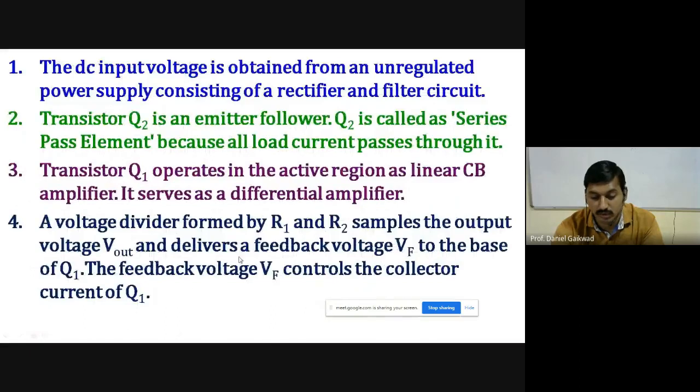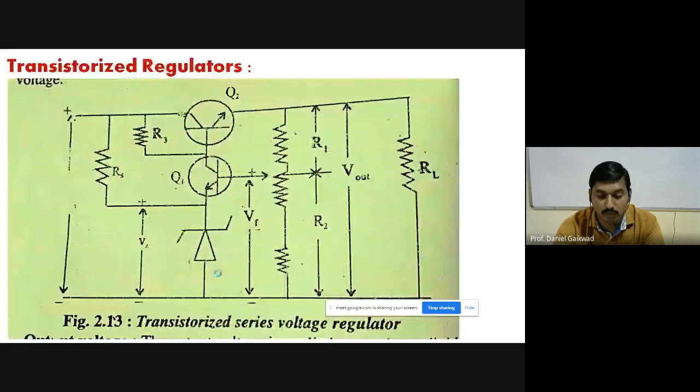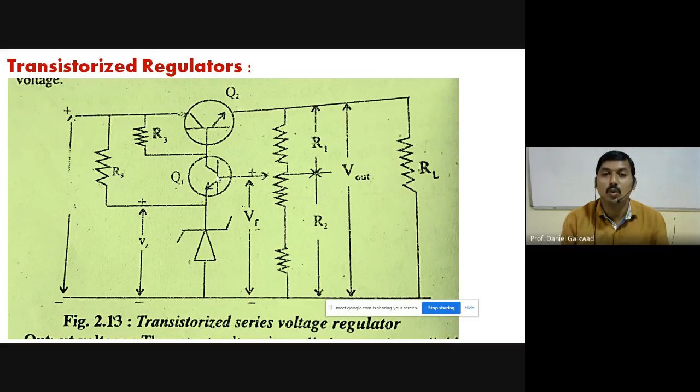Now what happens when we give the feedback? The feedback voltage Vf controls the collector current of Q1. Okay. As the feedback voltage is given to the base, whether the base voltage increases or decreases, accordingly the conduction of transistor Q1 can be controlled with the help of the base current.